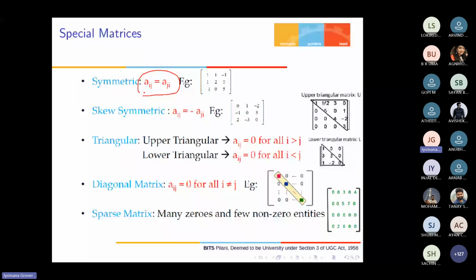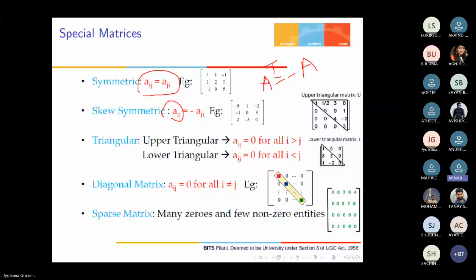Okay, now comes the skew symmetric. Skew symmetric means when you take the transpose of A, you will get the negative of A. Okay, when you take the transpose of matrix A, you should get the negative.